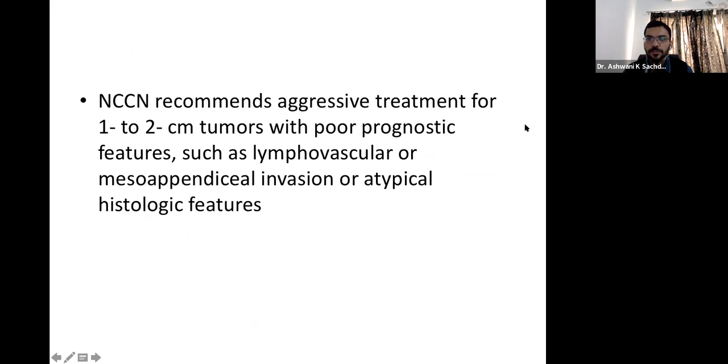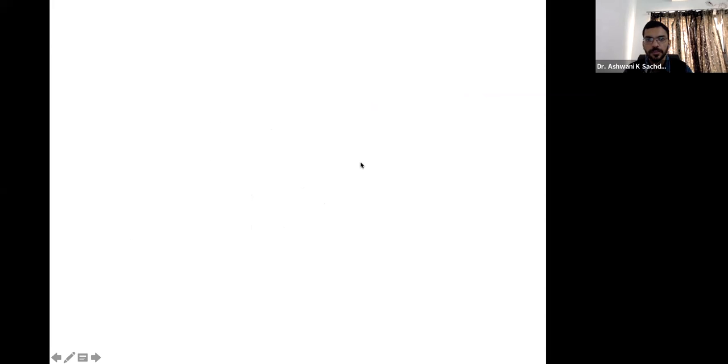NCCN also recommends aggressive therapy for 1 to 2 centimeter tumors with poor prognostic features such as lymphovascular or mesoappendiceal invasion or atypical histological features. So even if the tumor is less than 2 centimeters, if it has poor prognostic features such as LVI, mesoappendiceal invasion, or atypical histological features, it should be considered for aggressive treatment in the form of right hemicolectomy.